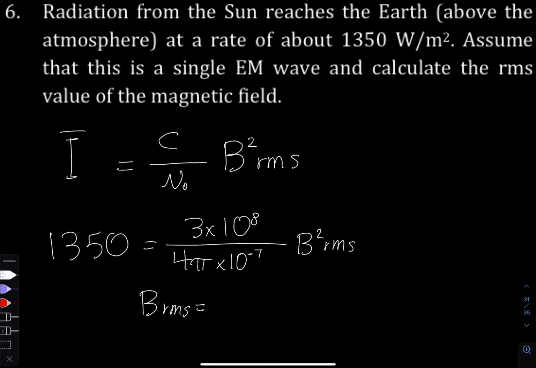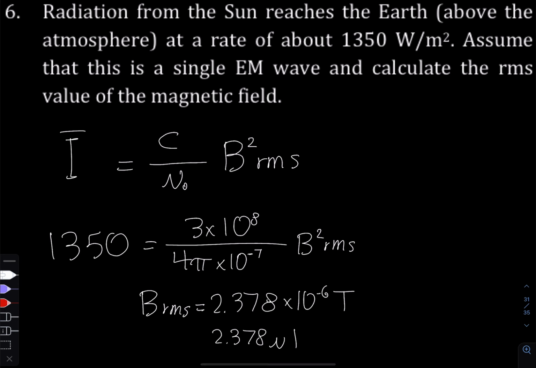we get about 2.378 times 10 to the negative 6 Tesla. 10 to the negative 6 is the same thing as micro, right? So that unit that looks kind of like a U. Micro. So we can replace the 10 to the negative 6 by micro Tesla. And again, units of magnetic field are always going to be Tesla or some derivative of that, like micro Tesla in this case.